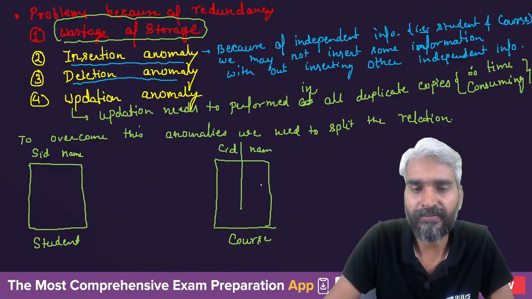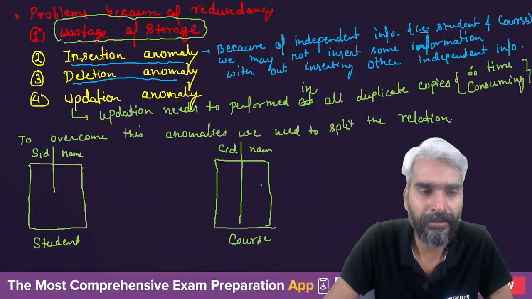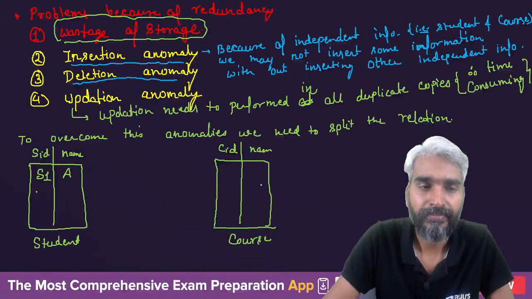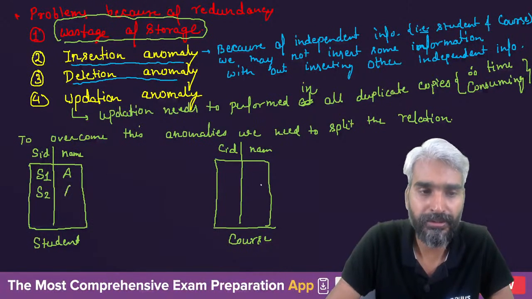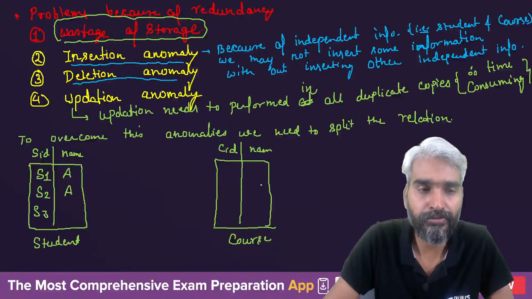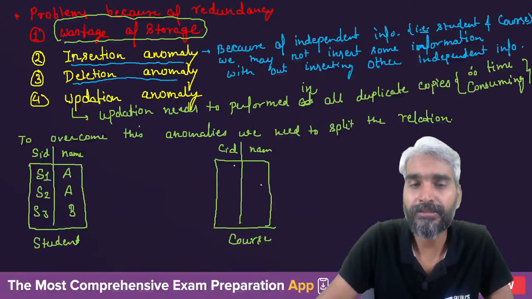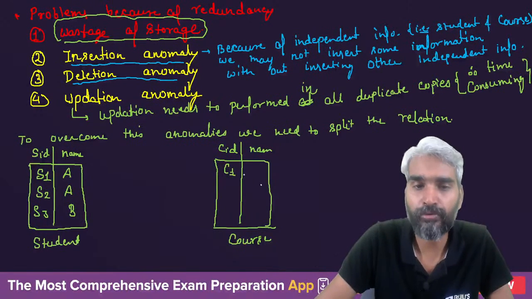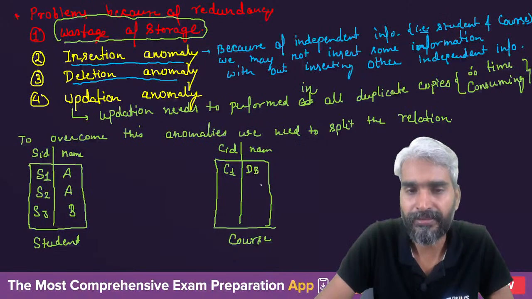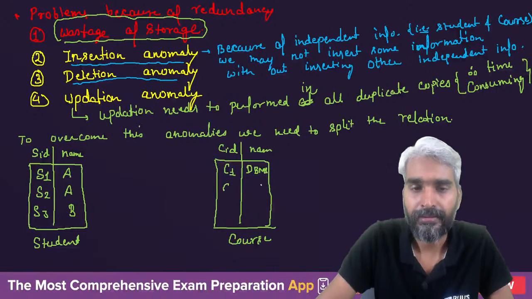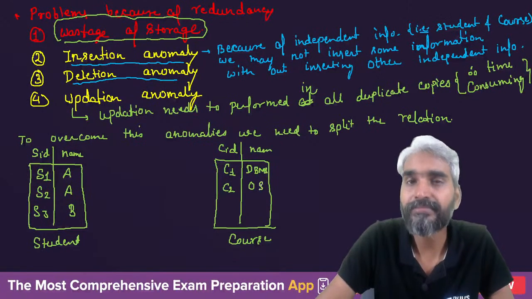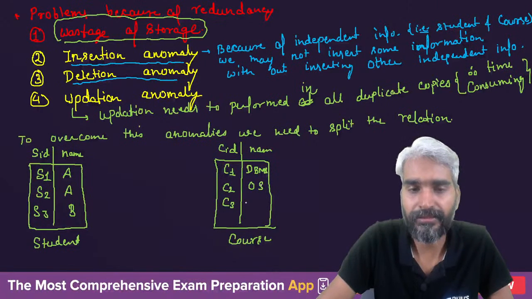Now, what are the different information available in our table? So let's see. The name of student S1 is A. The name of student S2 is also A. Name of student S3 is B. What is the information available with respect to course? C1 is DBMS, C2 is operating system and C3 is also DBMS.